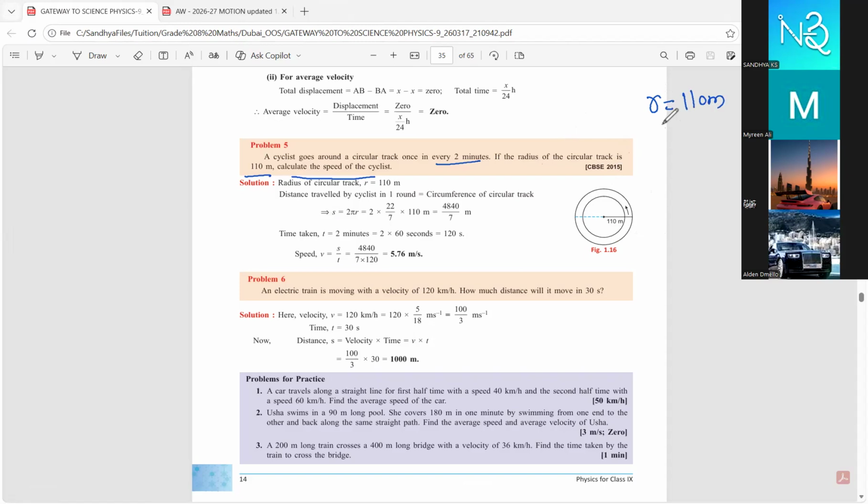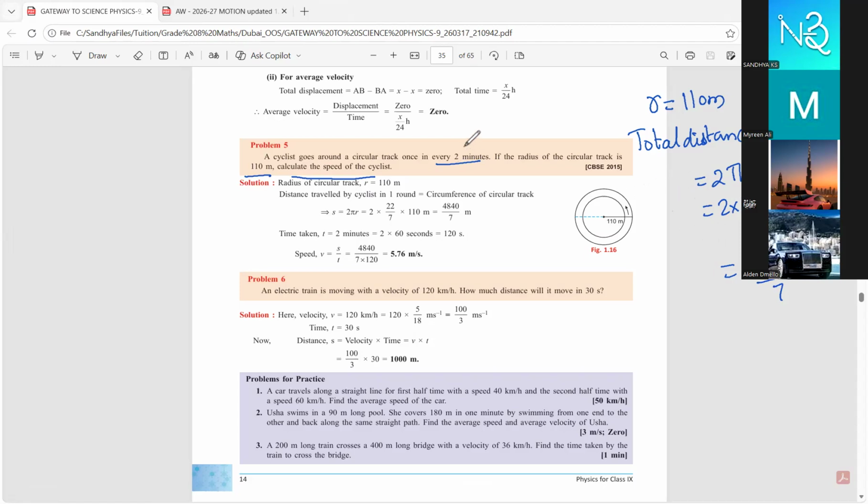For a circle, what will be the total distance? How will I calculate the total distance? It is equal to the circumference of the circle, right? Circumference formula is 2 pi r. That is 2 into 22 by 7 into r, which is 110. Multiply it. 22 into 2 is 44. 44 into 11 is 484. Then 0 will be there, divided by 7 meter. That is the total distance.